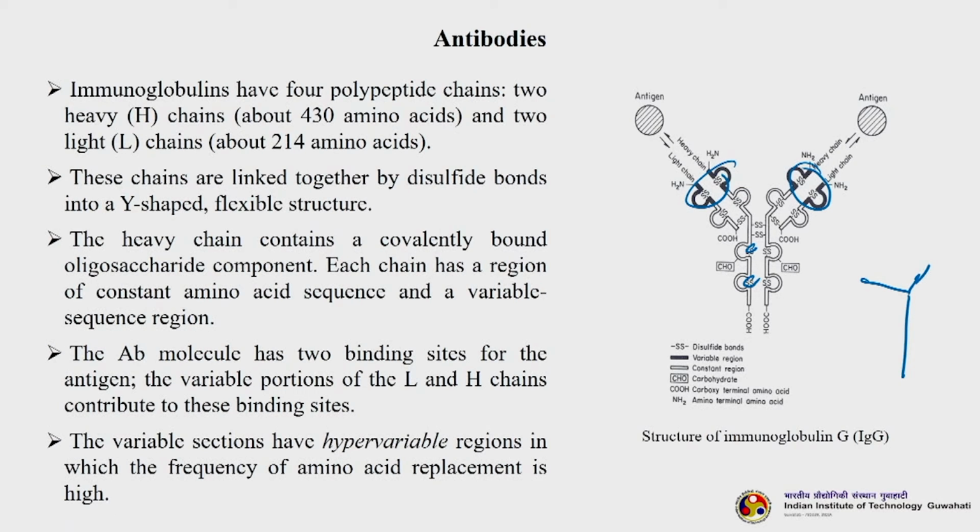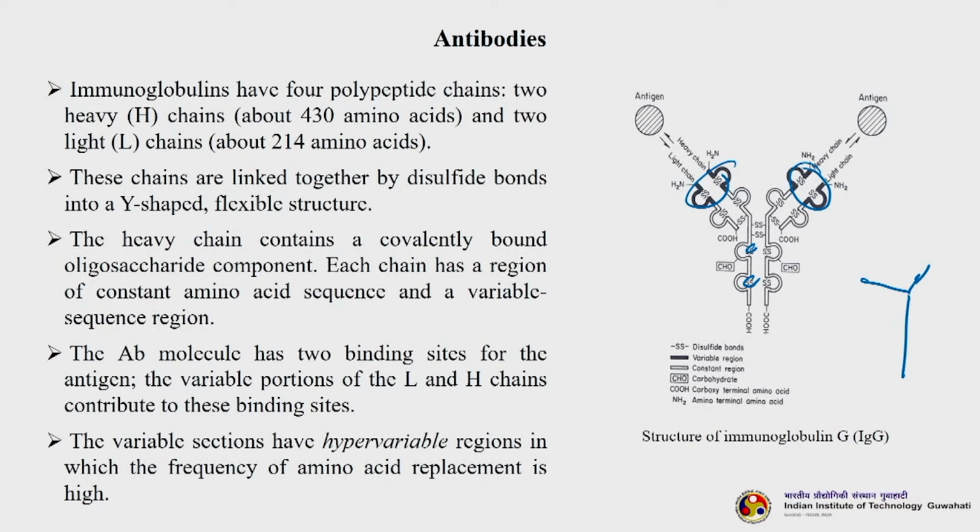So, immunoglobulins have 4 polypeptide chains, 2 heavy chains and 2 light chains. They contain about 430 amino acids and 214 amino acids respectively. These chains are linked together by a disulfide bond in a Y-shaped flexible structure. Now, the heavy chain contains a covalently bound oligosaccharide component, and each chain has a region of constant amino acid sequence and a variable one.